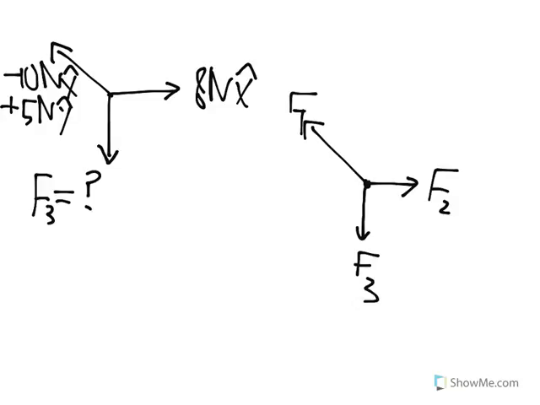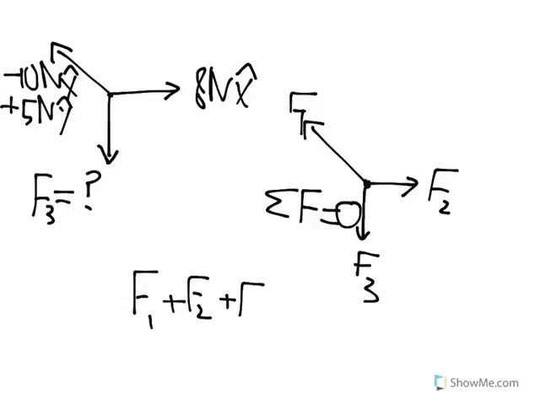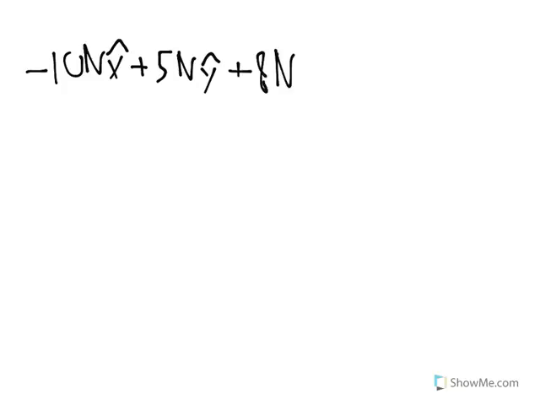And now we need to remember to include what the net force is. We know it's not accelerating, so the net force is 0. And as a result, we can say that force 1 plus force 2 plus force 3 equals 0. So let's actually add those together to get a better idea of what's going on. That says that negative 10 newtons in the x direction plus 5 newtons in the y direction, plus 8 more newtons in the x direction, plus force 3 equals 0.